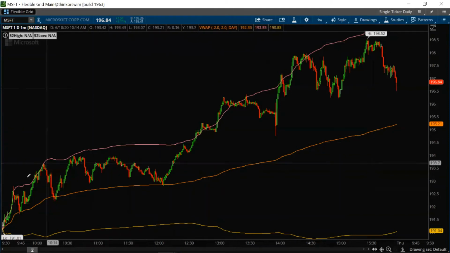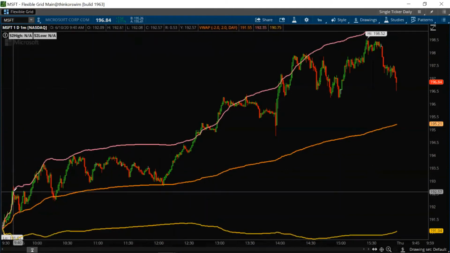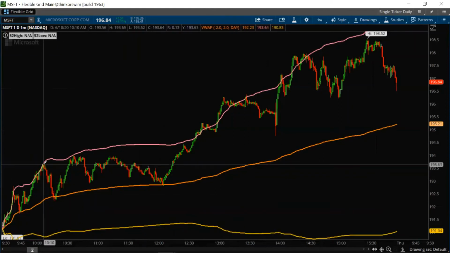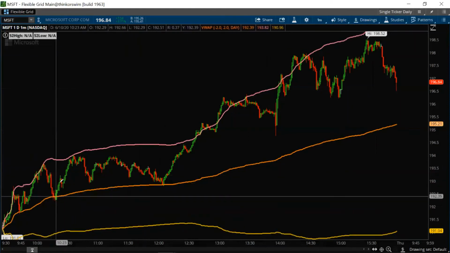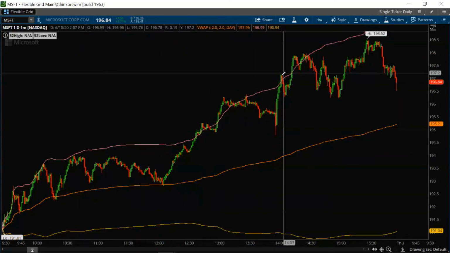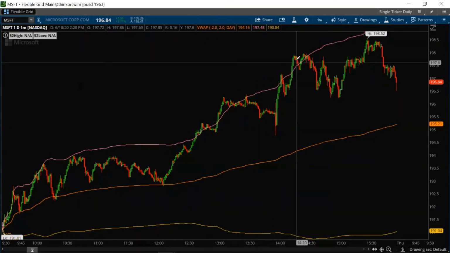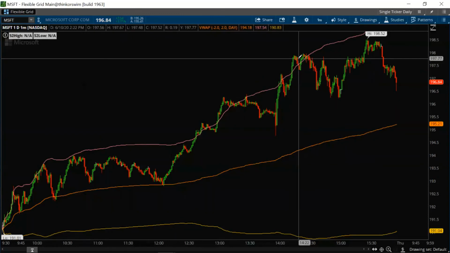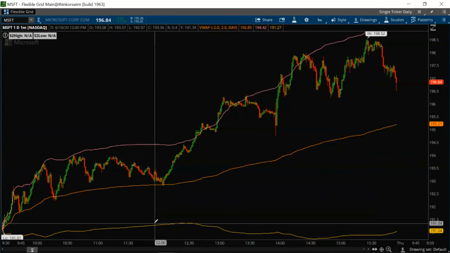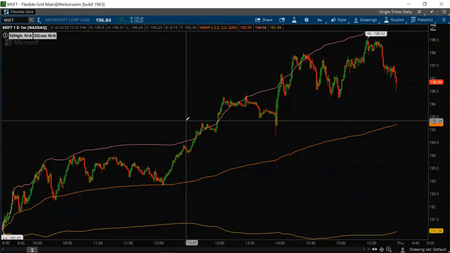So sometimes you can see here it actually respects that level as resistance, goes down to the main VWAP, goes up, it respects that level as resistance, drops, respects that level as resistance. Over here, it's a little bit of resistance. Over here, a little bit as well. It does pop through a little bit here and there. So one of the things you can look for are support and resistance on these upper and lower levels here.